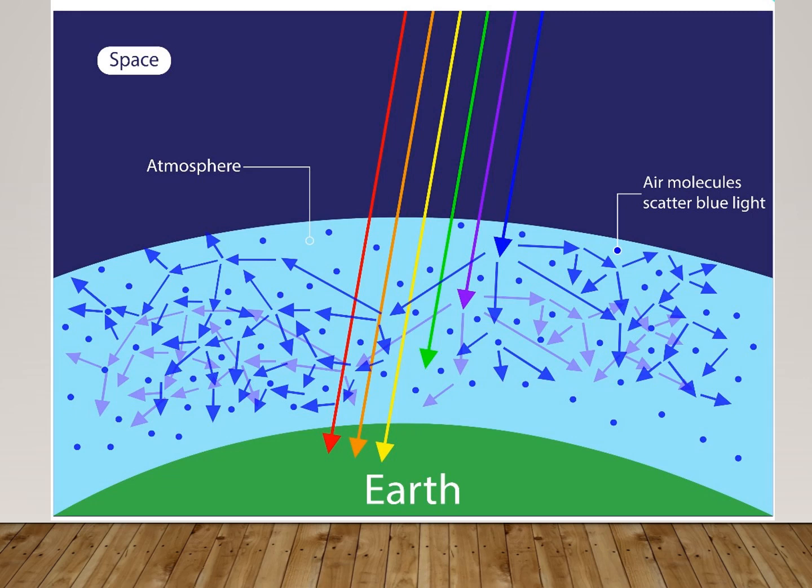You can see here the light from the sun, the visible spectrum range, is emitted on the earth's surface, and when the light penetrates through the atmosphere, the particles in the atmosphere, that is the air molecules, scatter the blue light from the visible spectrum. Thus, we can see the sky in blue color.